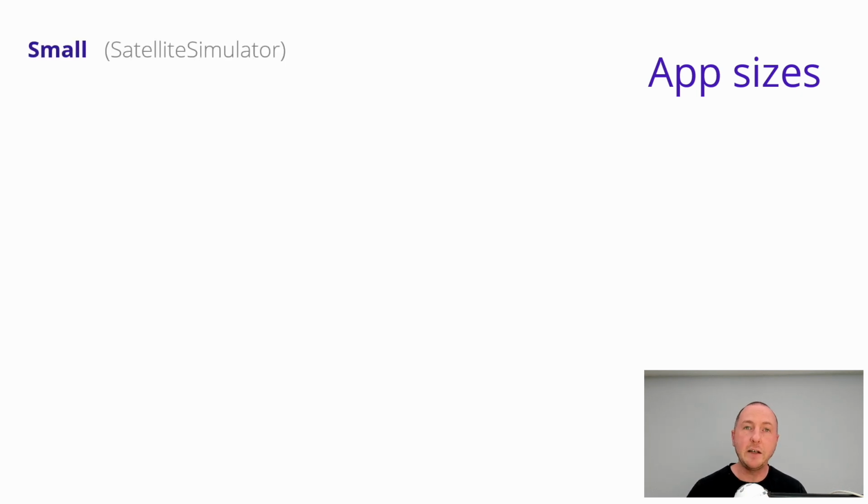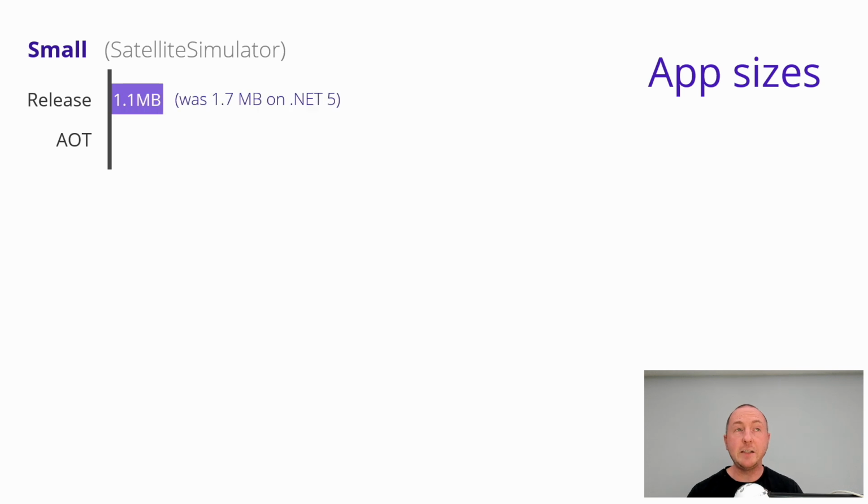First, let's imagine that you're building a very small application, such as this satellite simulator. It doesn't do very much. When you publish this, you will find that a release build of it is 1.1 megabytes. Now that is an amazing improvement compared with .NET 5, because the smallest Blazor WebAssembly app on .NET 5 was 1.7 megabytes. What we've done is added the ability to strip out a lot more code, and that's how that gets to be so small. However, if you AOT compile it, it will go up to 2.8 megabytes. So it's more than doubled. And in this case, it's probably really worth it for that speed gain. But of course, it is quite a bit bigger.